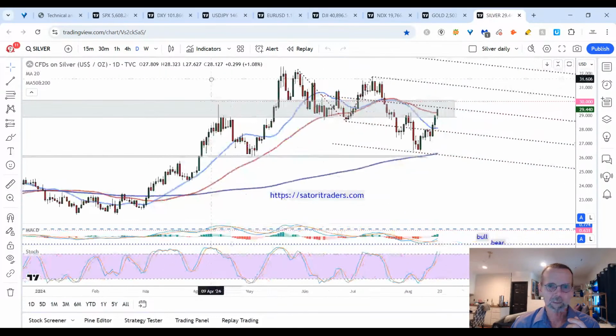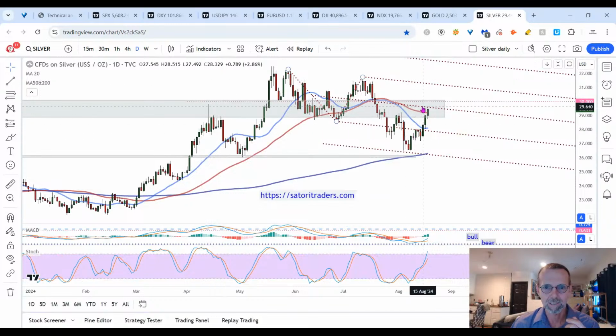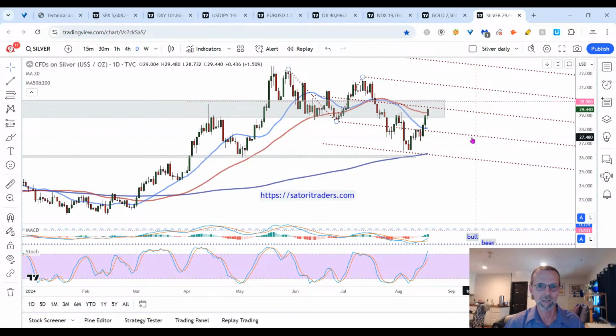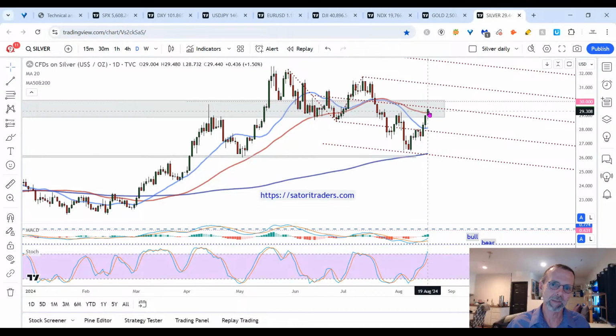This is silver. Silver had a nice day. Actually, silver's had three nice days in a row. The positive action, or the nice action that I see from today, is that price has pushed decisively above the 50-day moving average and closed at that level. So yesterday was pushing up towards that.